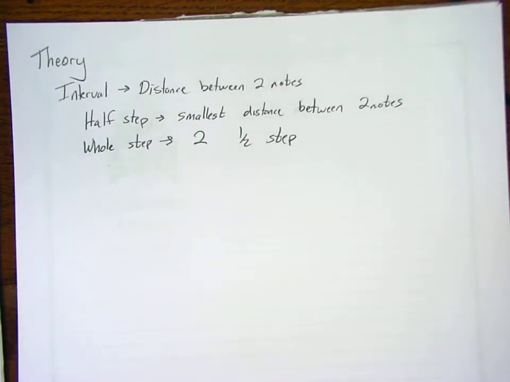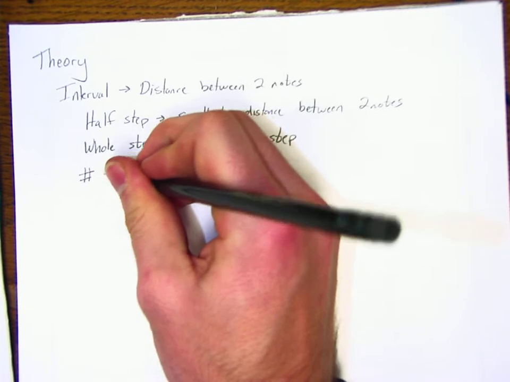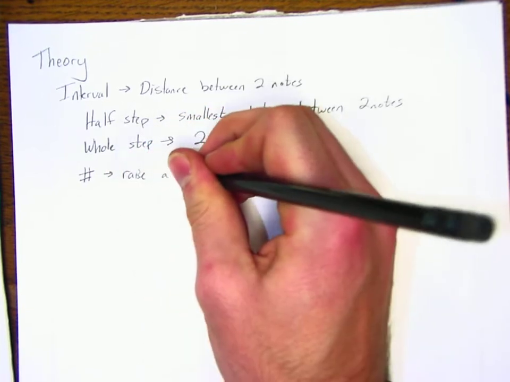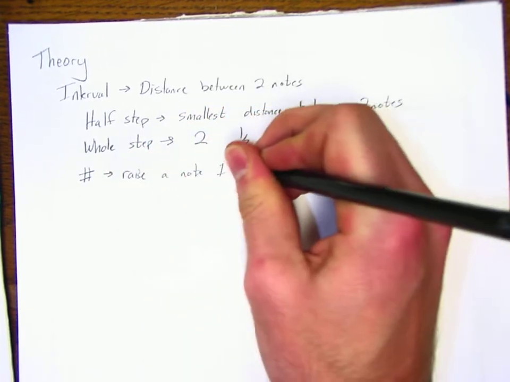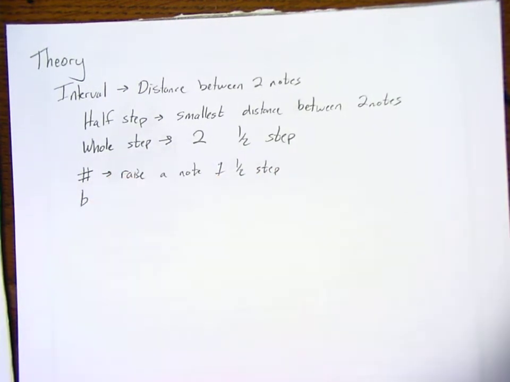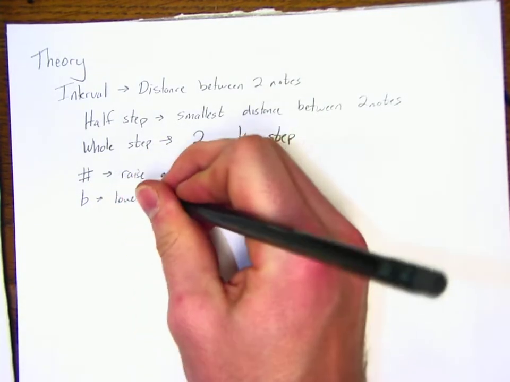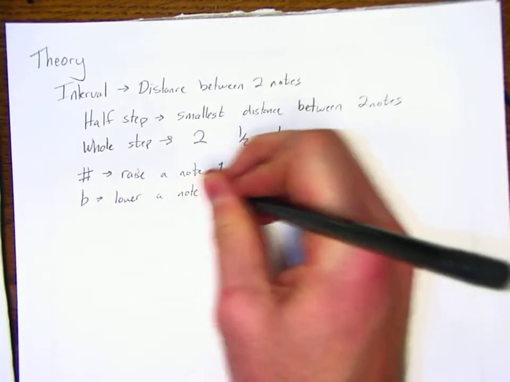Next part of our definition of tonal theory is sharps and flats. Sharps, like a hashtag, raise a note one half step. A flat looks like a fancy italicized B. It lowers a note one half step.